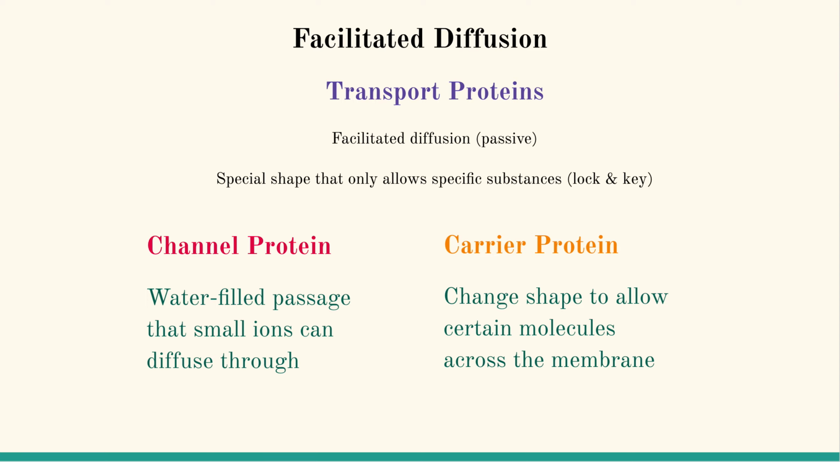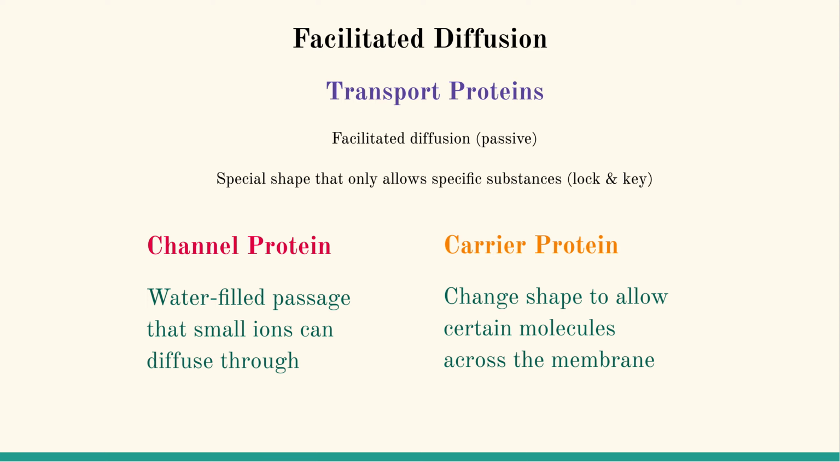The channel proteins get used more often with small ions, and they're just a literal water-filled passage that the ions can flow through. So all it's doing is it's just insulating the ion from the cell membrane so that the ion can get through. And these are actually specific to types of ions as well. So it's not based off of just size. The protein can actually tell what type of ion it is and keep the other ones out.